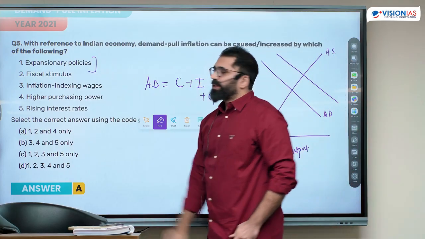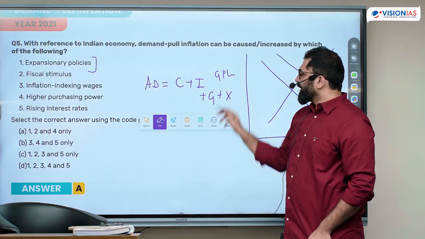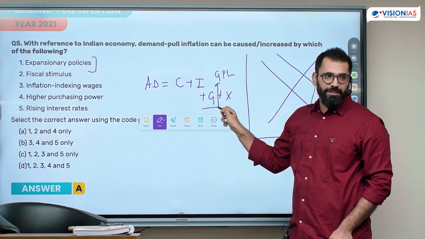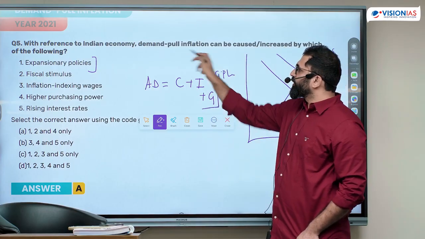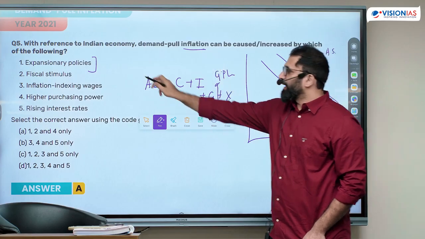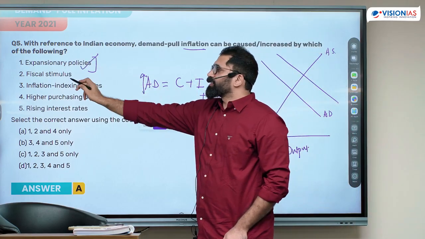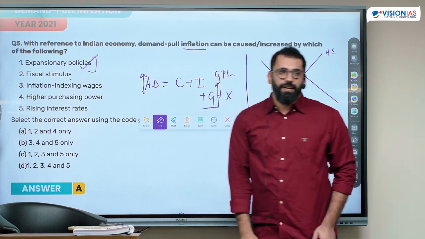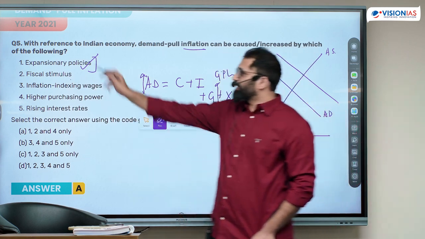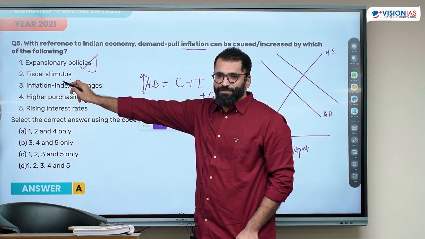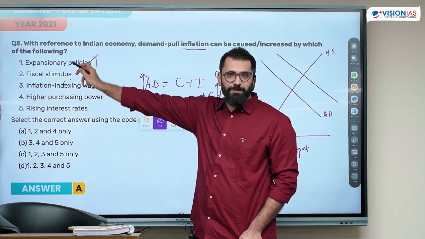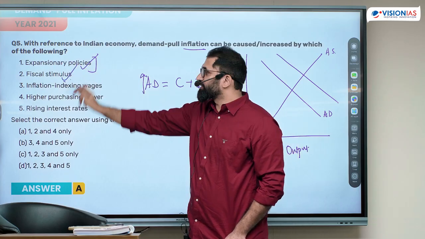Expansionary policies followed by the government. Expansionary policies would mean increase in expenditure. Increase in expenditure would lead to demand pull inflation. Aggregate demand will increase. Demand pull inflation, this will happen. Fiscal stimulus. What do you mean by fiscal stimulus? Extreme of expansion is stimulus. Both are the same. Extreme of expansion is itself stimulus, so even this is correct.